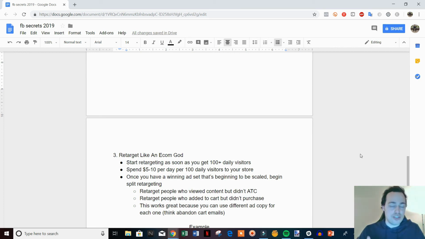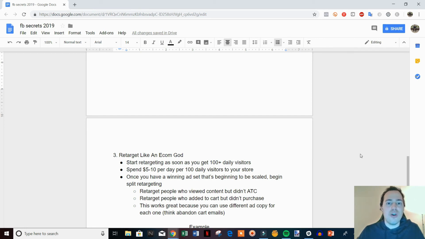So beyond that, once you have a winning ad set that's beginning to be scaled, so once you have a product that's starting to do well and you're starting to scale that budget up, what you want to do is start actually splitting your retargeting up into 2 different sectors. So a lot of times people just have one blanket retargeting method for the entire store, but if you actually hyper target your retargeting, you're going to notice a lot cheaper conversions from retargeting and a lot larger return on ad spend from your retargeting campaigns.